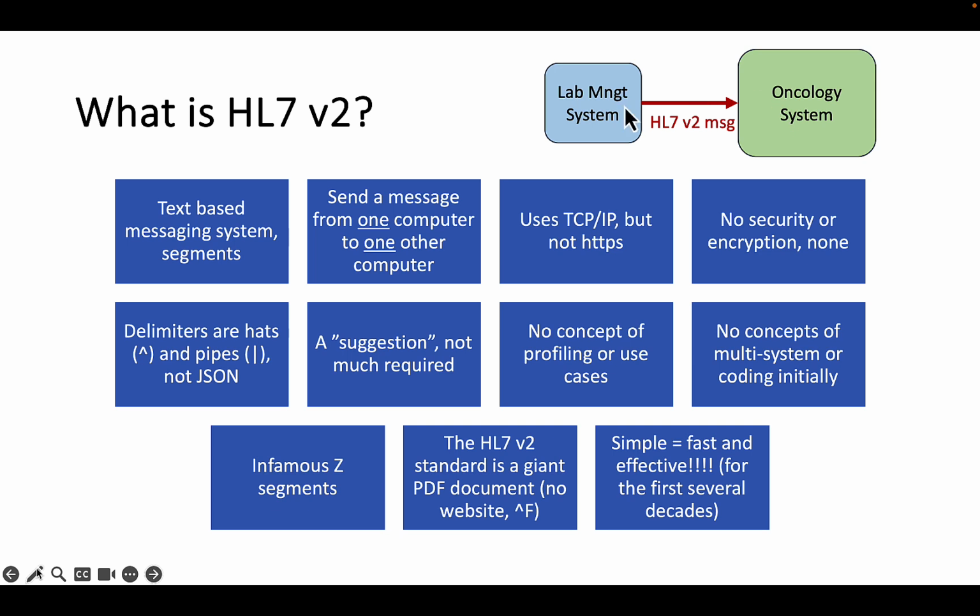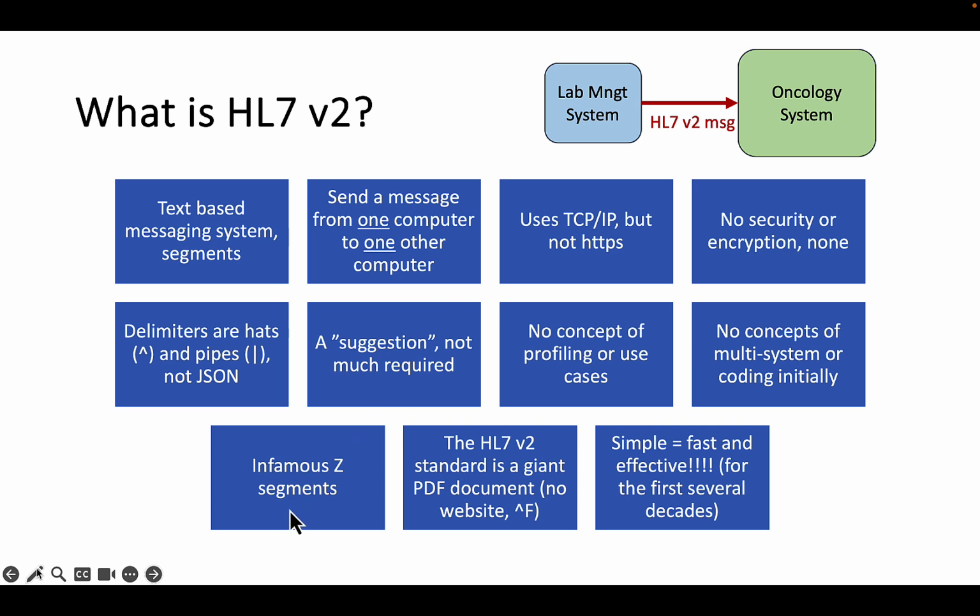There was no concept of multiple systems listening to the same message, and there was no coding initially involved. So SNOMED, LOINC, RxNorm, HCPCS if you want billing, none of those coding systems were involved in these original HL7 version 2 messages. Now, HL7 version 2 did evolve to allow for codes as well as, but not in the early days.